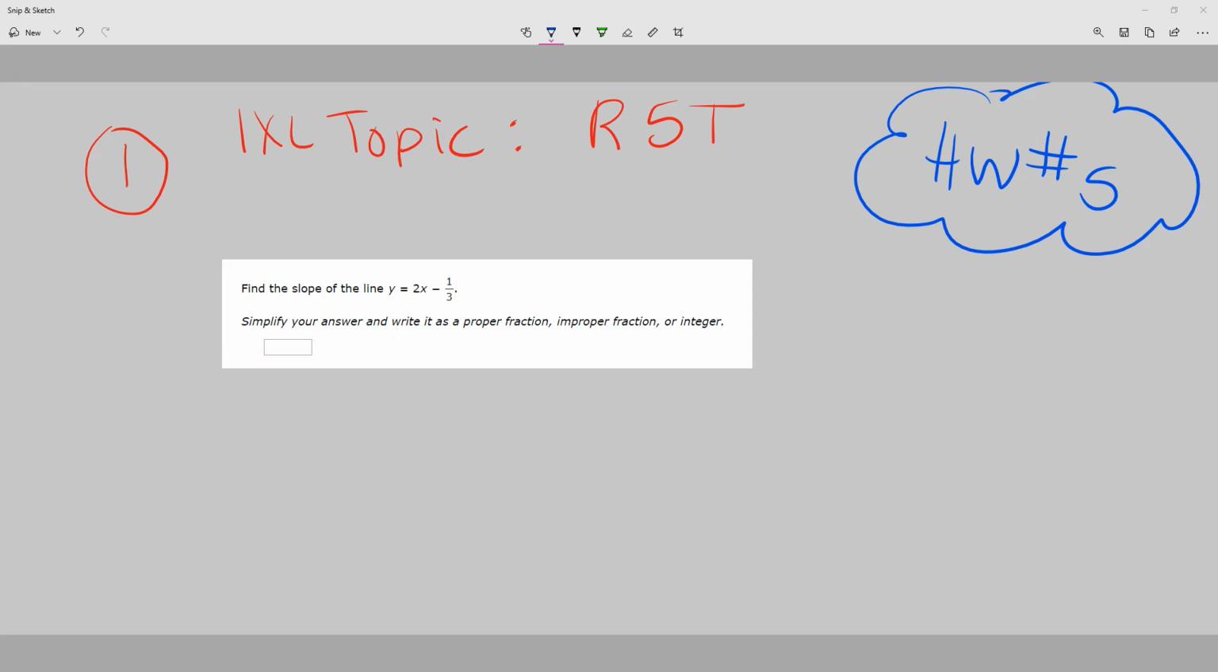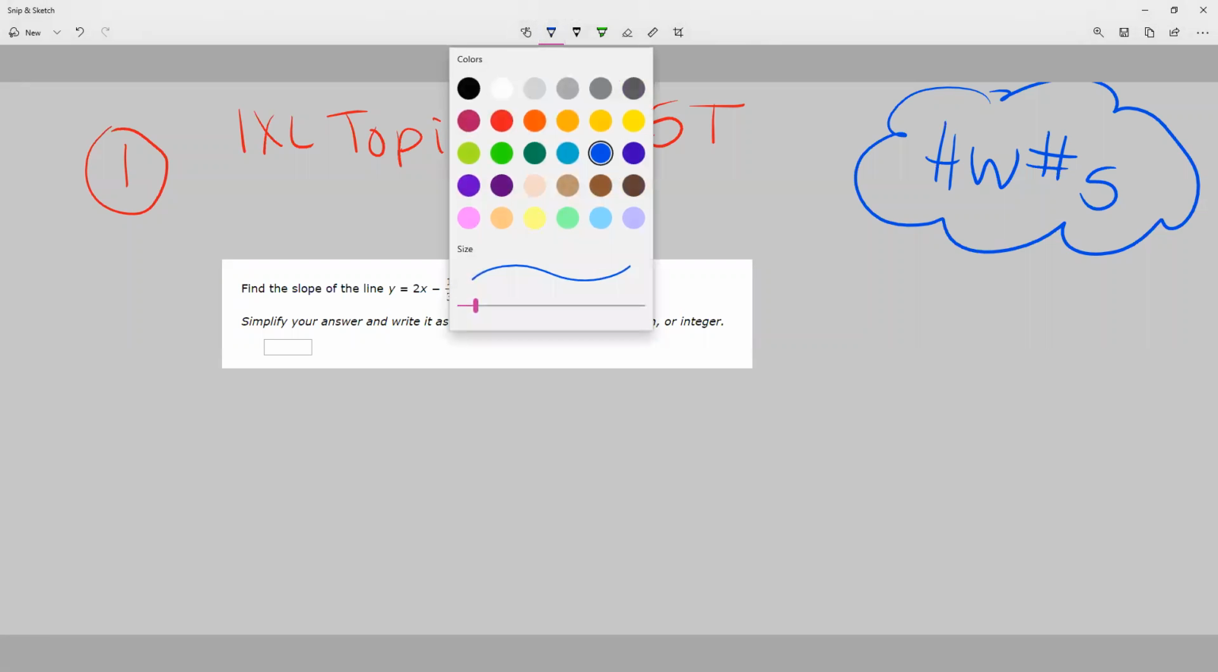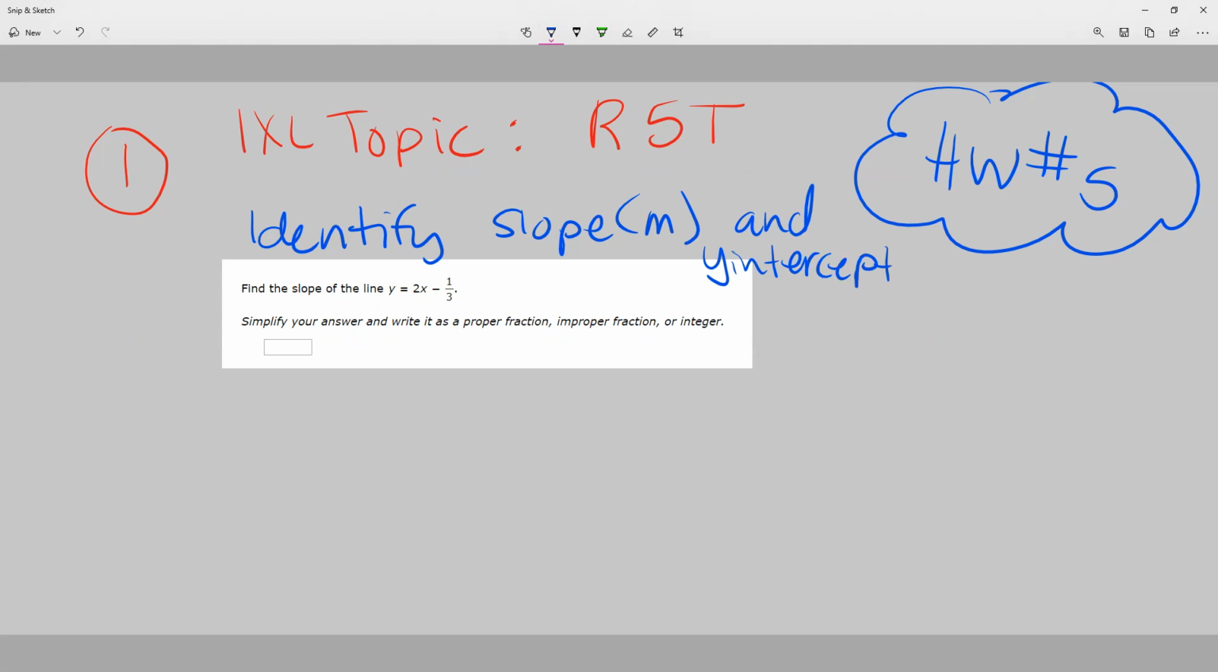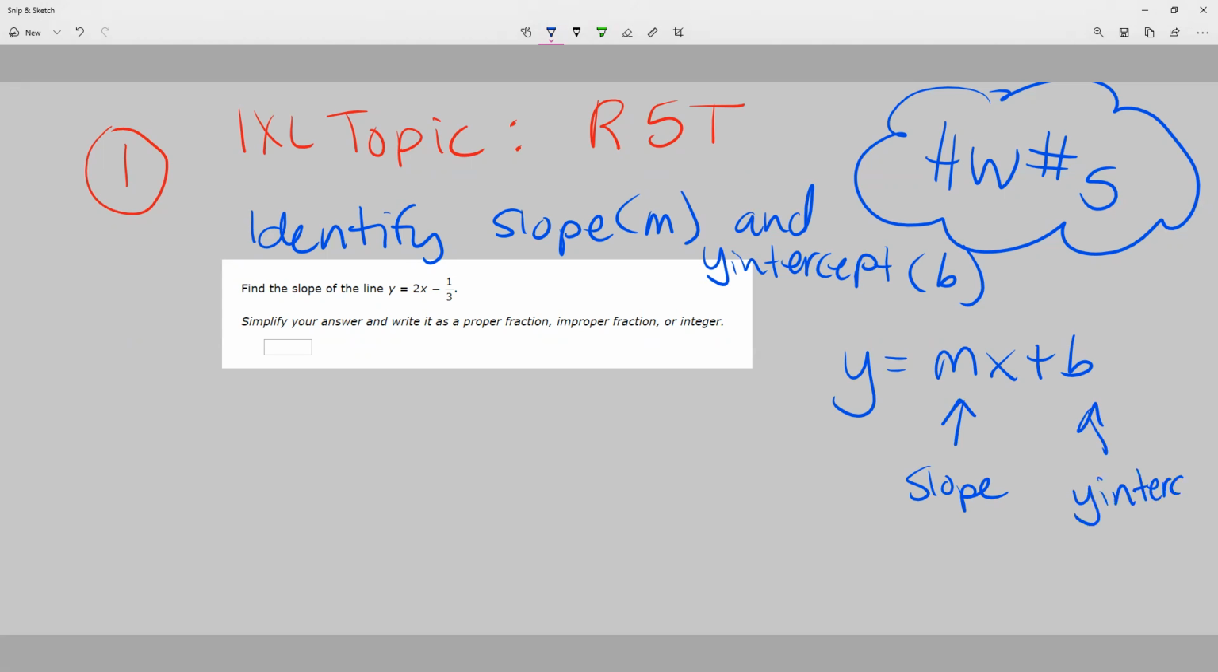The first one that I've listed is 5.2. This one is just finding slope or y-intercept. So basically identifying slope, which is m, and y-intercept, which is b. So remember, we're talking about y equals mx plus b, and slope is the number that's in front of x, and y-intercept is the number that's by itself.